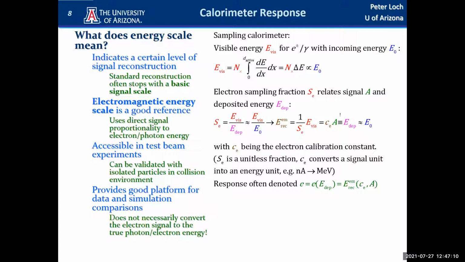Again, this deposited energy is not necessarily the incoming energy because the electron may have lost some energy up in front of the calorimeter, or there may be structures inside the calorimeter eating up some of its energy. But in general, the electromagnetic energy scale is a good reference. It's a basic energy scale we use in Atlas. And the direct proportionality is certainly an advantage in terms of simplicity of the calibration function.